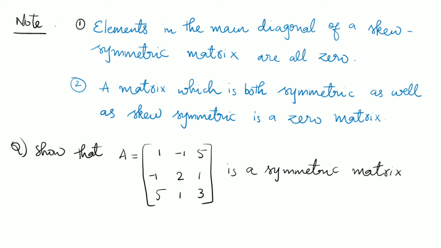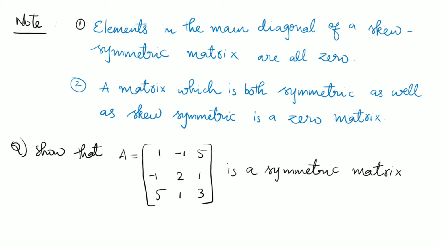A matrix which is both symmetric as well as skew symmetric is a 0 matrix. When you're considering a matrix, if it is both symmetric and skew symmetric matrix, it will be a 0 matrix. In 0 matrix, all the entries will be 0.